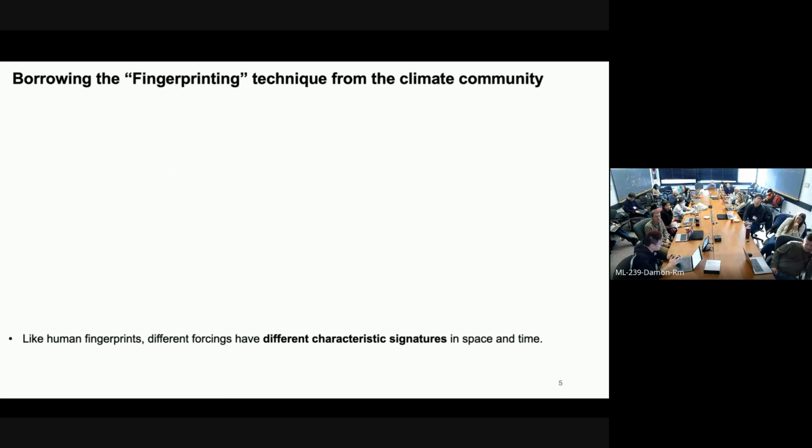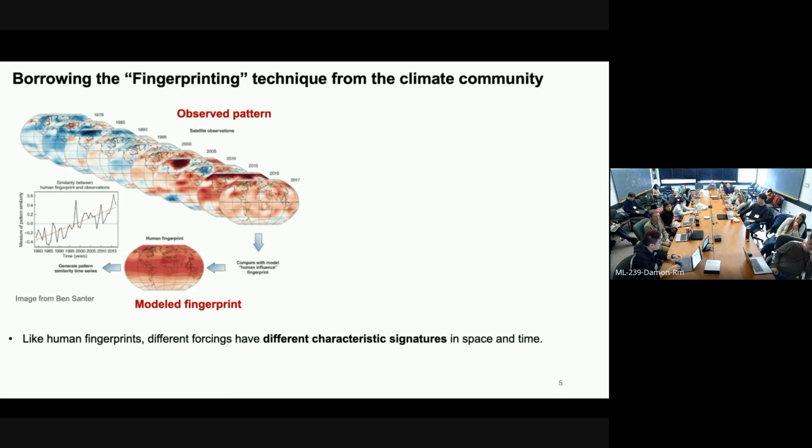The idea of a fingerprint is that, just like human fingerprints, different forcings can have different characteristic signatures in space and time. For example, here I'm showing the latitude versus longitude anthropogenic fingerprints of surface temperature. When we increase CO2, we would expect to see more of the warming in the tropical regions and Arctic regions, and less of the warming in the Antarctica region. By comparing this overall pattern with the observation, we can quantify how similar our observation is to this pattern. And this level of similarity can indicate that the observation is unlikely driven by internal climate variability.